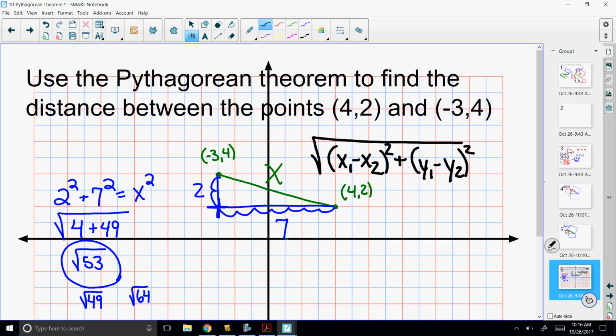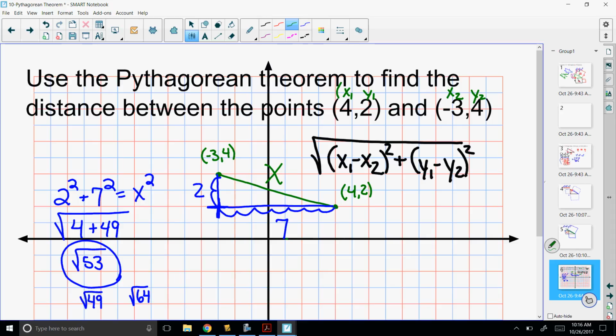Another formula? And I have to memorize that? What do you think the x1, y1, x2, y2 are? It's the x values in your points and the y values in your points. Here's your first x value. Here's your second x value. Here's your first y value. And here's the y value of your second point.